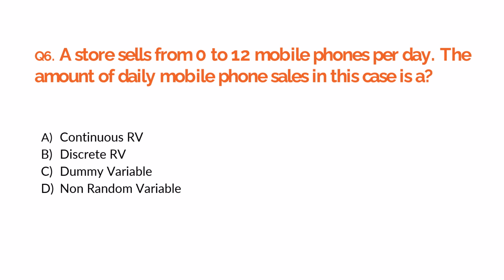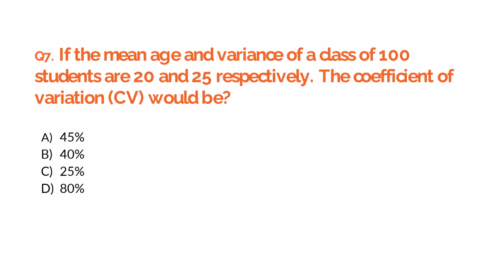The store sells from 0 to 12 mobile phones per day. The amount of daily mobile phone sales in this case is a... so here the answer should be discrete random variable, because the mobile phone units will be a discrete number. It can be 1, 2, 3, 4, not 1.2, 1.3, etc. So that's why the answer should be B, discrete random variable. Moving on to the next question.